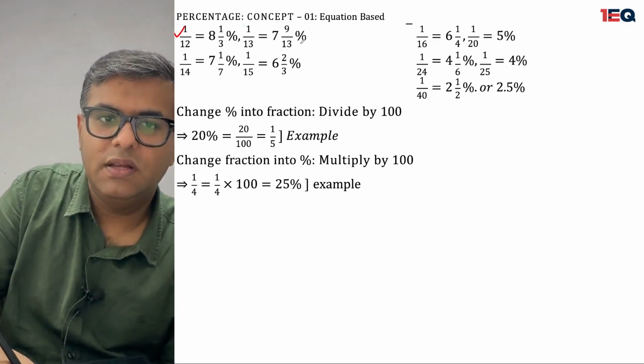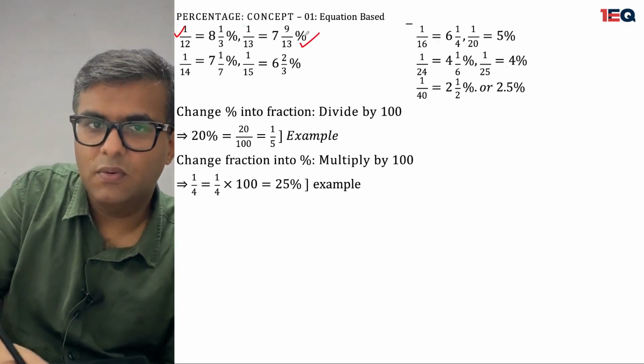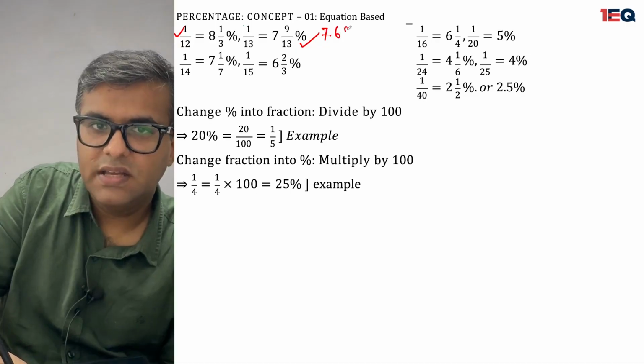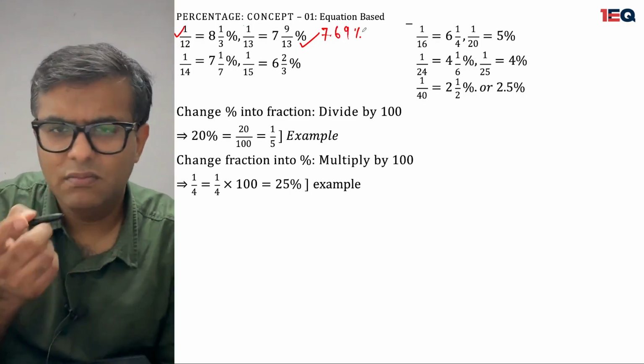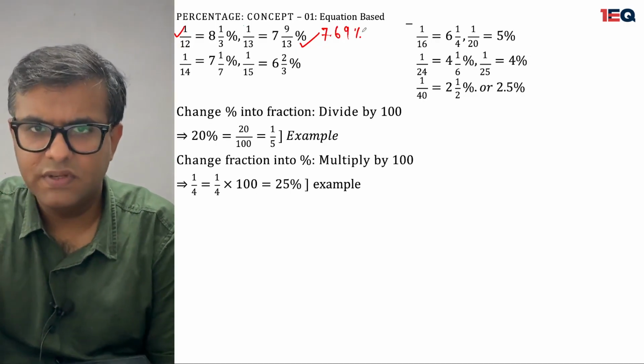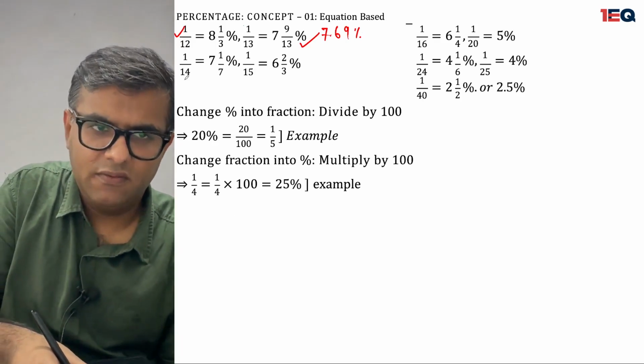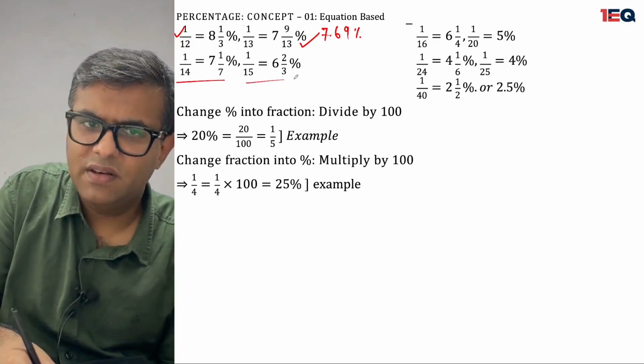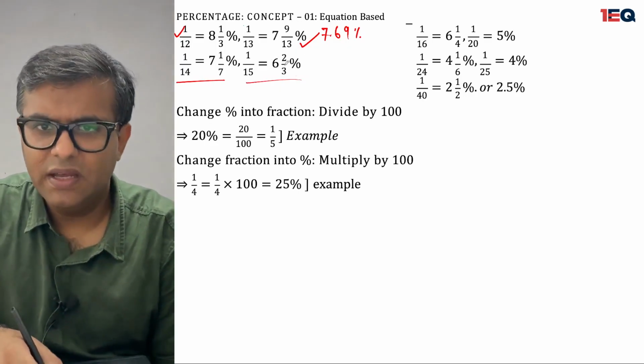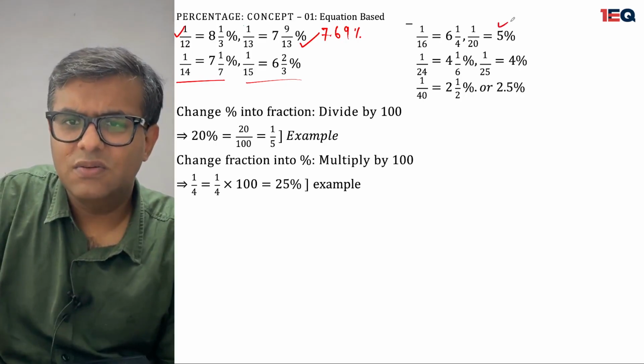1 by 13 being 7.69%. I've already talked about it. I'm writing it here, 7.69%. You can recall any of the two, whichever you find good. 1 by 14 being 7 1 by 7 and 1 by 15 being 6 2 by 3. These are also a little important.